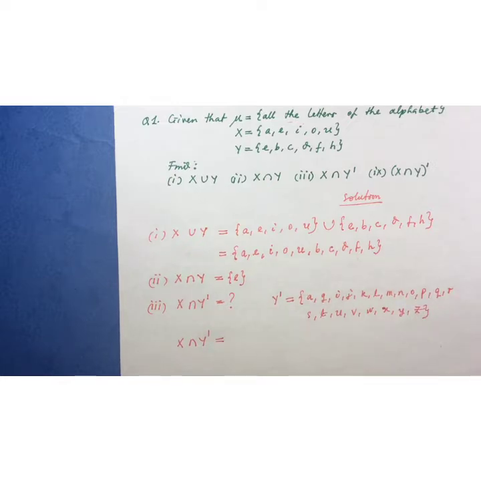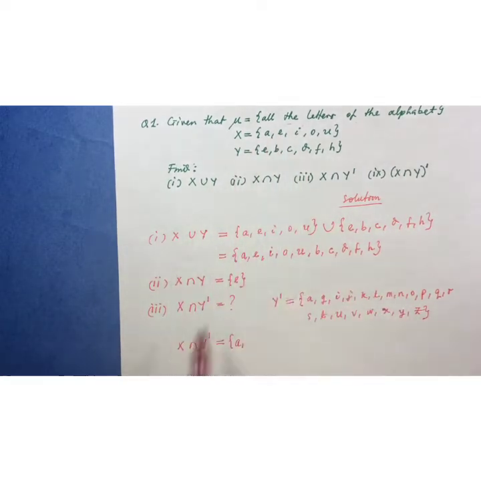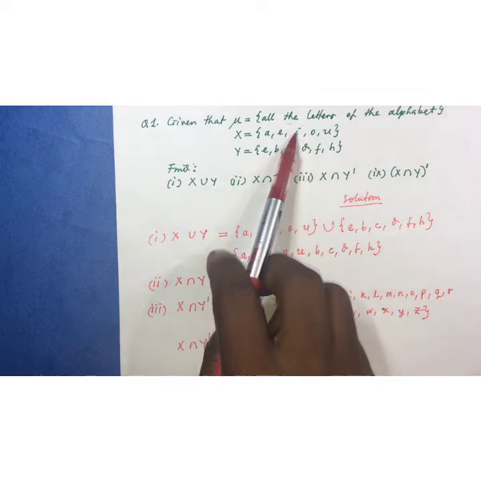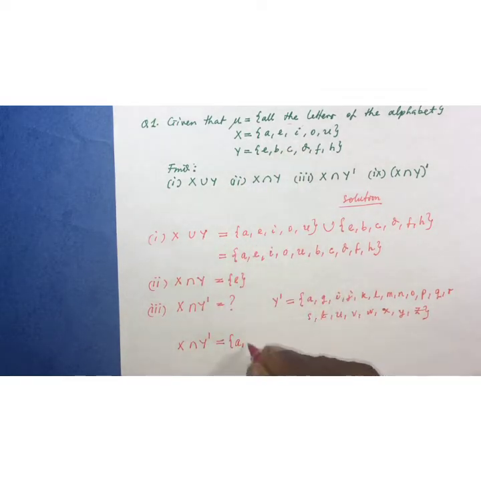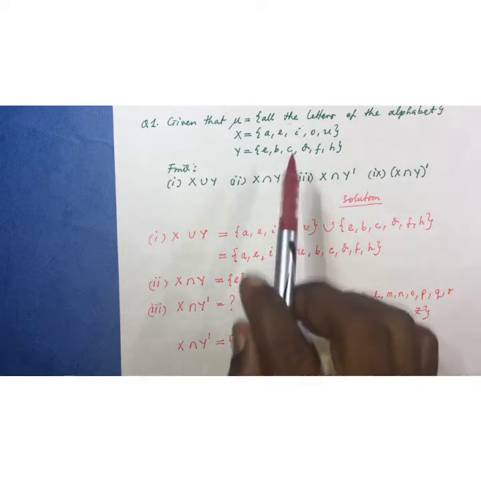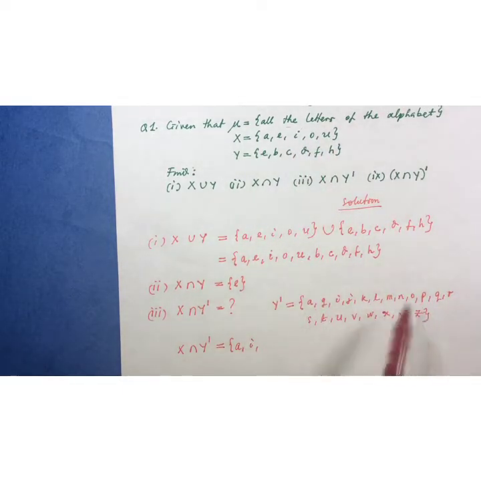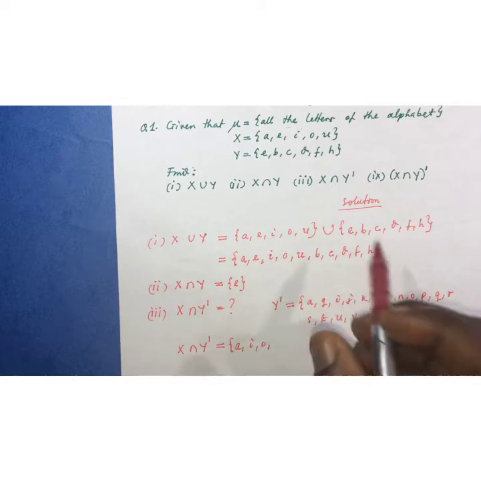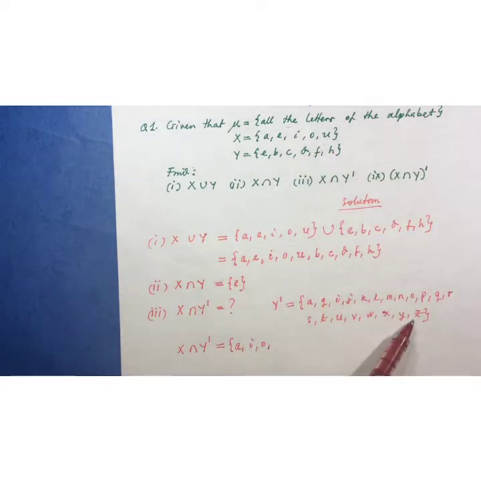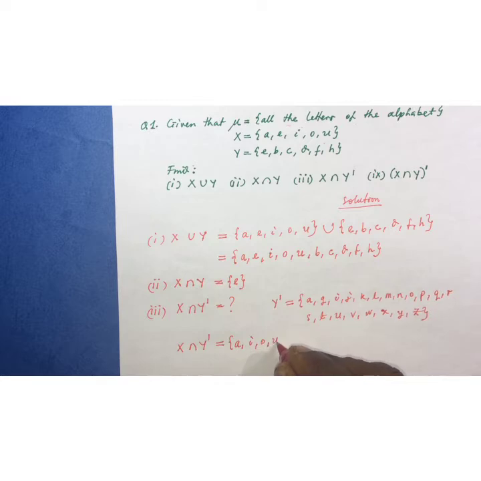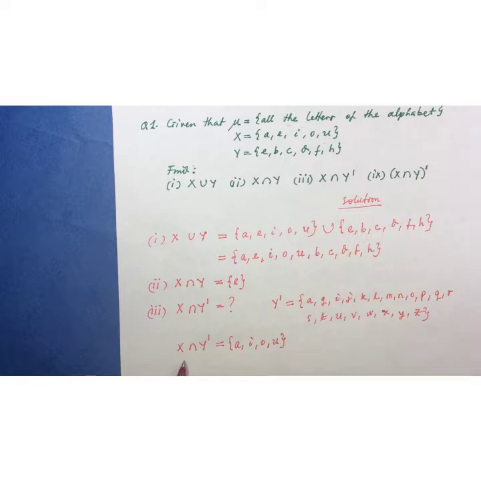So now what elements do you find in X that are also found in Y complement? You will notice first on the list is A. Now there is E in X. Do you have E here? No. There is I in X. Do you have it here? Yes. So I'm going to write I. What other element? There is O in X. Is O here? Yes. So I'm going to write out O. And there is U in X. Is there U in Y complement? Yes. So this will make the intersection of the two sets. So the intersection of X and Y complement gives you this.